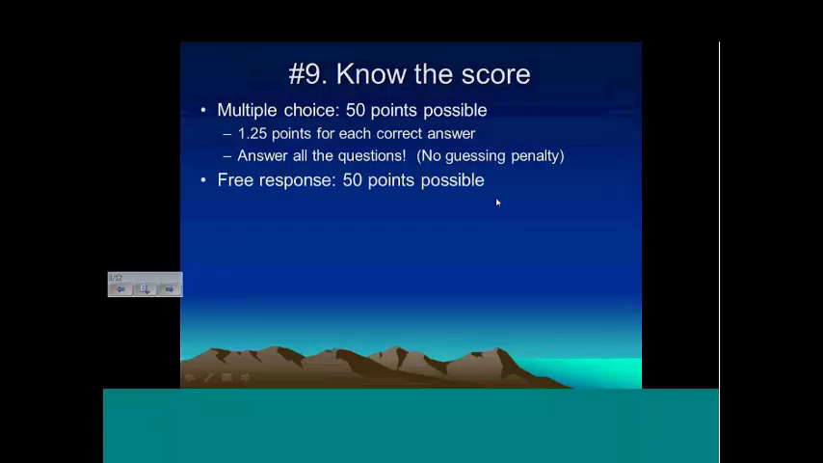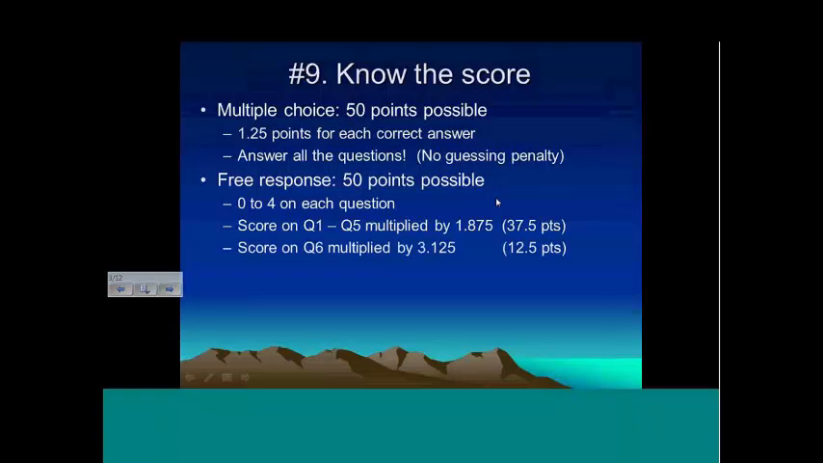The free response is also worth 50 points, half the grade. And it's divided into 2 parts. Well, actually, backing up for a second, it's 0 to 4 on each question. And there are integer scores, so you get a 0, 1, 2, 3, or 4. The questions 1 through 5 are intended to be a little bit shorter, and they're each multiplied by 1.875 to get a total of 37.5 points for questions 1 through 5 together.